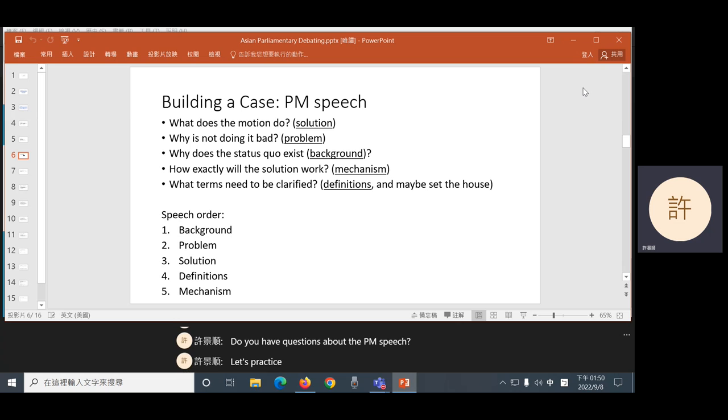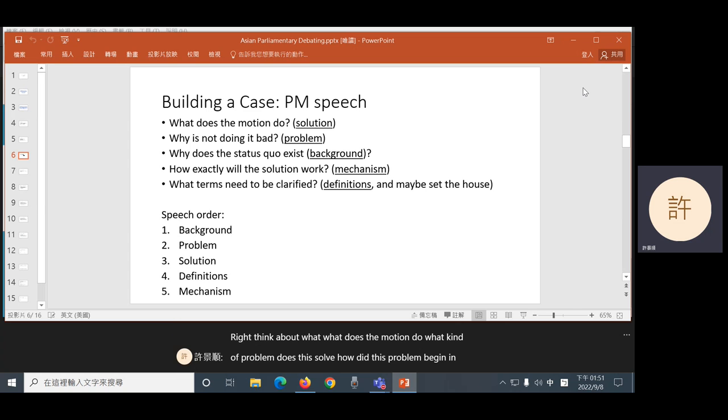Let's practice. Let's see. I want to divide you guys into two groups. So you three in one group, and then you four in another group. Yeah, okay. So I'll give you a motion, and please prepare together a PM speech. Right, think about what does the motion do, what kind of problem does this solve, how did this problem begin in the first place, how will we actually solve the problem, and think about if there are any words that you need to clarify. Okay, let me give you a motion.